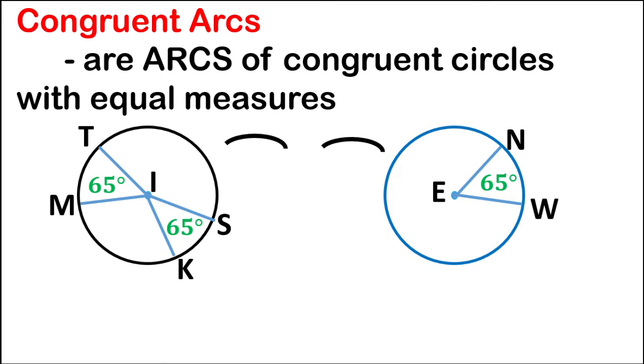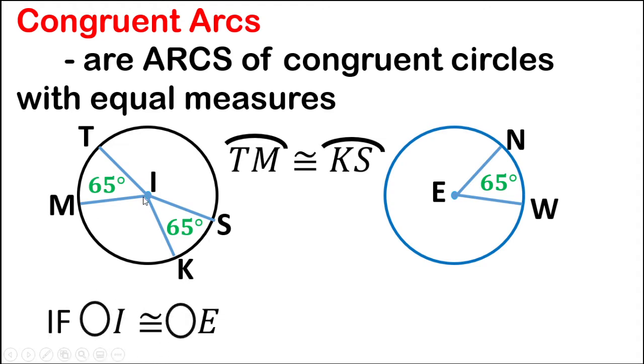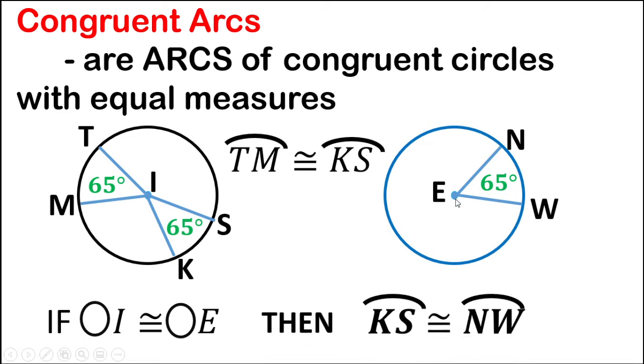Now congruent arcs are arcs of congruent circles with equal measure. Say for instance, we have circle I and circle E, in which arc MT is 65 degrees and arc KS is also 65 degrees. Therefore, we can say that arc TM is congruent to arc KS. Now, if circle I is congruent to circle E, then arc KS is also congruent to arc NW.